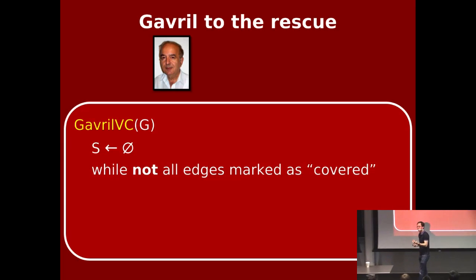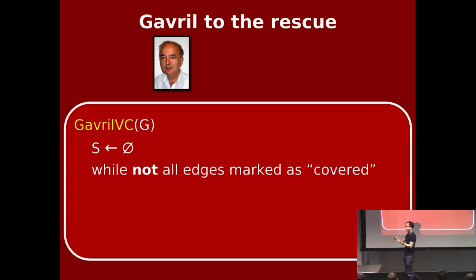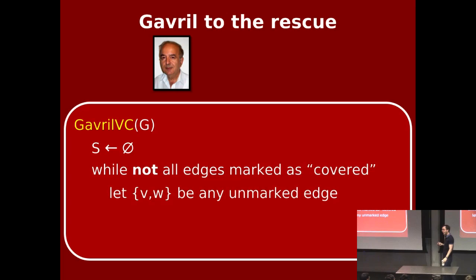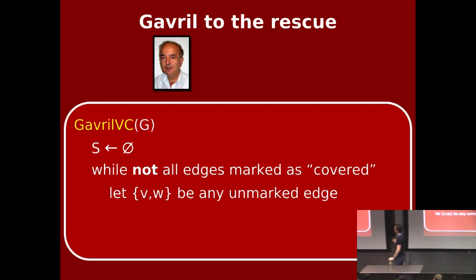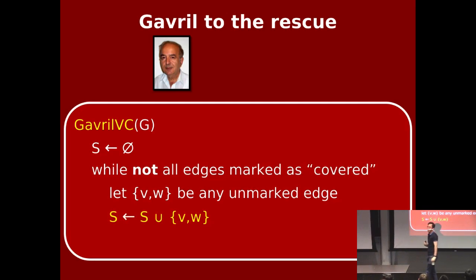You start with your vertex cover being the empty set, and you're going to add vertices to it until you've covered all the edges. So the greedy algorithm looked at all the vertices to find the one that covered the most. Gavril starts by looking at the edges. And in fact, this step is a little non-deterministic. You can just take any unmarked edge, any edge you haven't covered so far, with vertices v and w. Now, you've got to cover this eventually, so you need to add either v or w into your vertex cover at some point. So which one does Gavril add? He adds both of them.